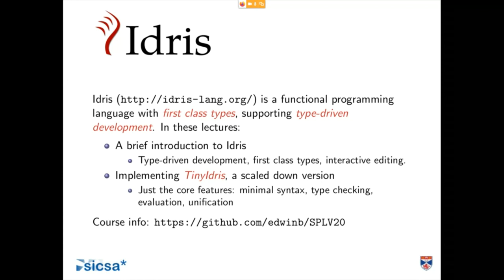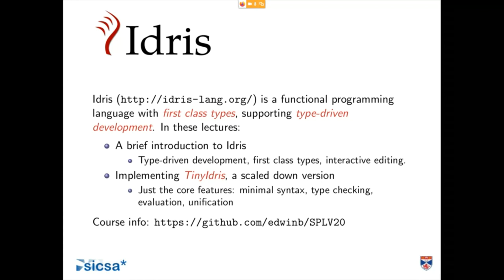So I'm going to do a brief introduction to Idris, or at least the bits of Idris that are going to be important for implementing Idris. So some of the things I found most useful. And we're going to spend most of the time implementing a little language that, for the want of a better name, I've chosen to call Tiny Idris, which is a scaled-down version of Idris that just has the important core features. So it doesn't have much useful high-level syntax. It does have type checking, it does have evaluation, and a little bit of unification.